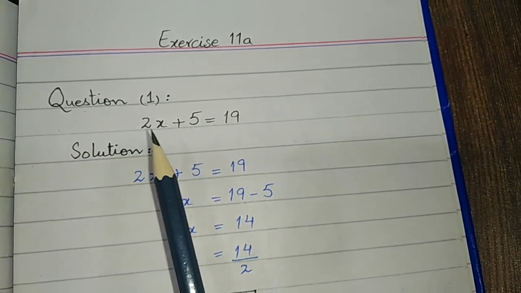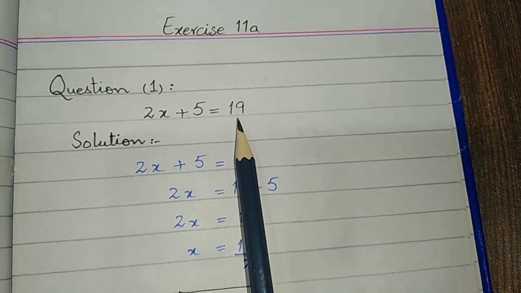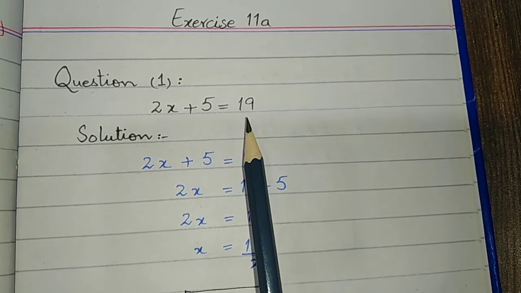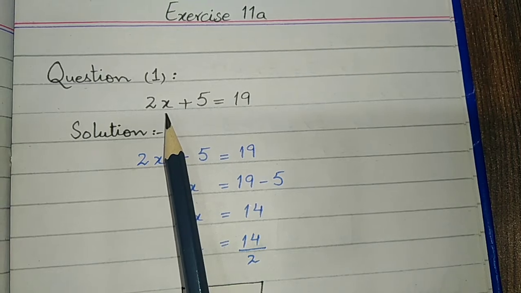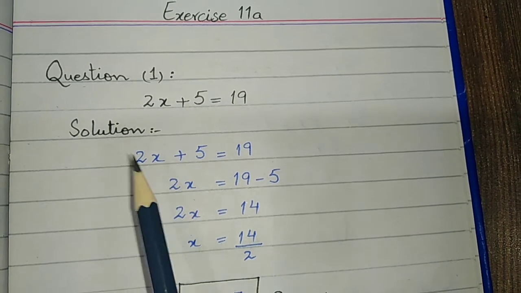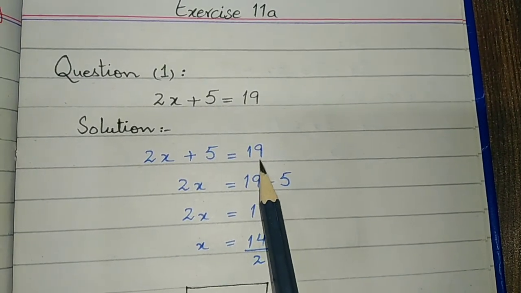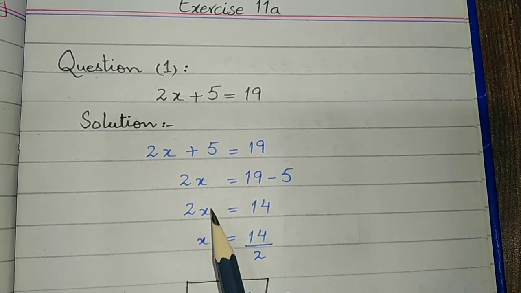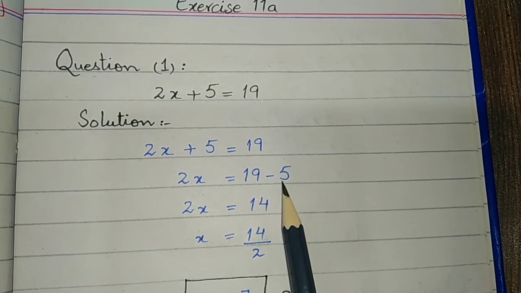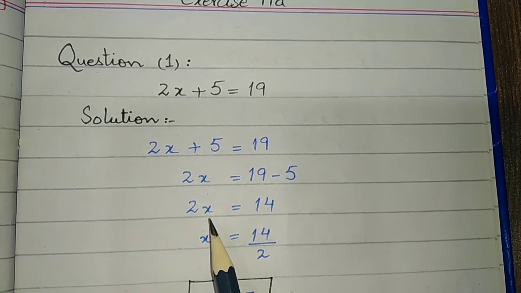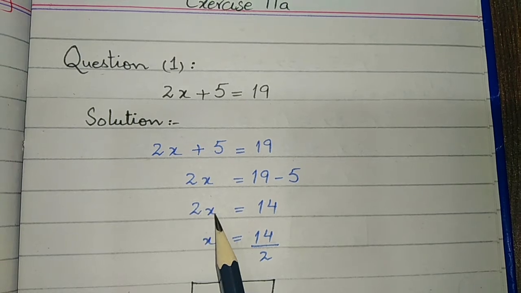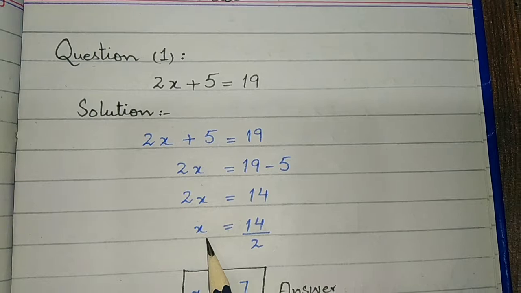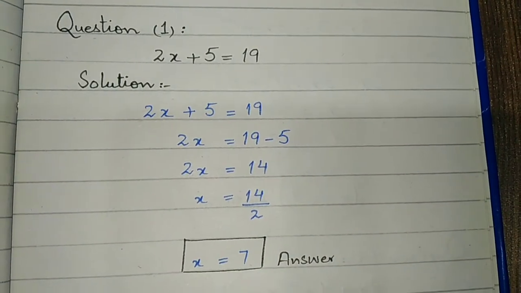Question number 1. 2x plus 5 equals 19. Now we have to find the value of x. So this is a simple equation with the unknown quantity x, and we have to find this unknown quantity. So 2x plus 5 is equal to 19. This 5 will become negative on the right hand side. So 2x will be equal to 19 minus 5, that is 14. Now this 2 is multiplied with x, so it will be divided on the right hand side. So we get the value of x, that is 7.